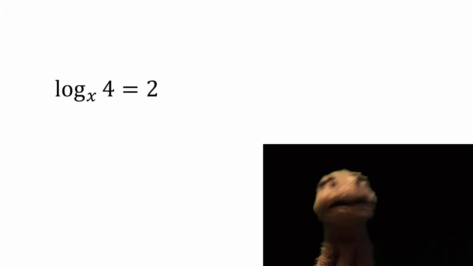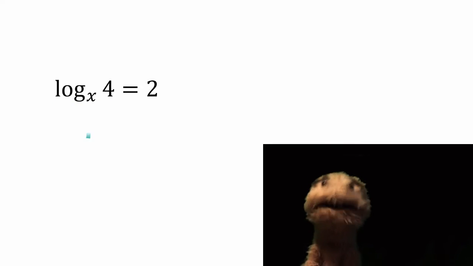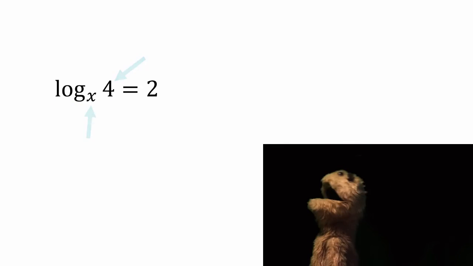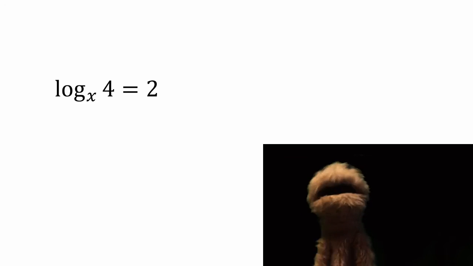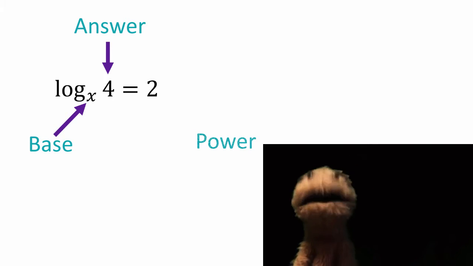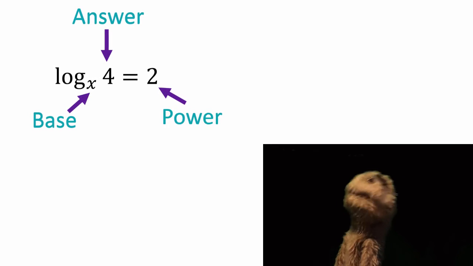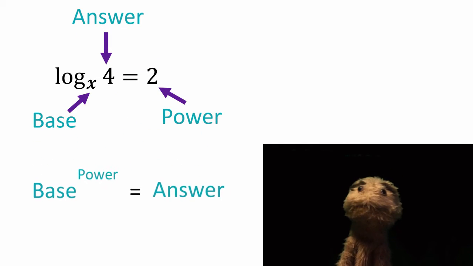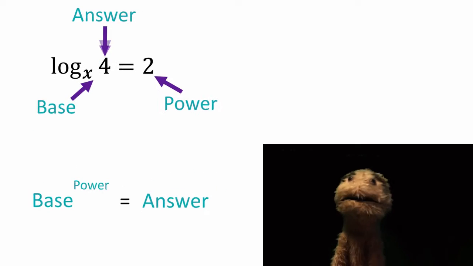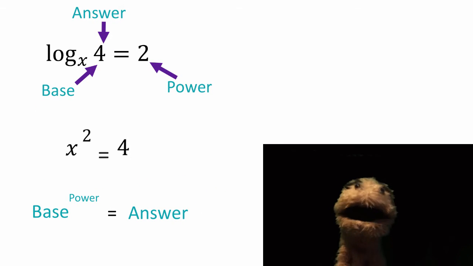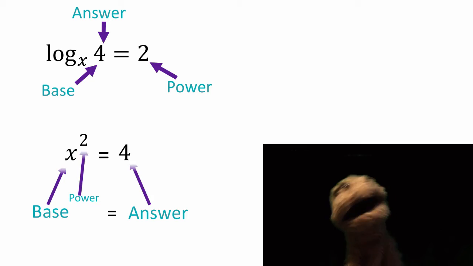Here is my example problem. The log base x of 4 equals 2. Okay, so you're saying this log base x of 4 is the exponent you have to raise x to get 4. So here's what we do. We use the base, answer, and power method. So in this example, this is the base, this is the answer, and this is the power. So if you raise the base to the power, you get the answer. Make sense?